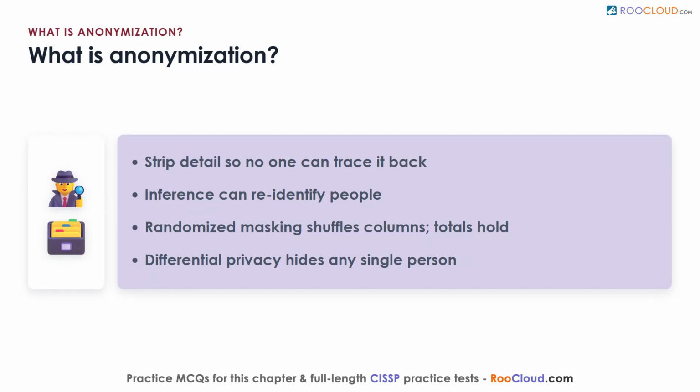One strong approach is randomized masking, which shuffles values within each column so the rows no longer describe real people, yet the totals still hold for analysis. Modern teams also add differential privacy, a mathematical guarantee that no single person's presence noticeably changes the result, which matters a great deal when training artificial intelligence on private data.